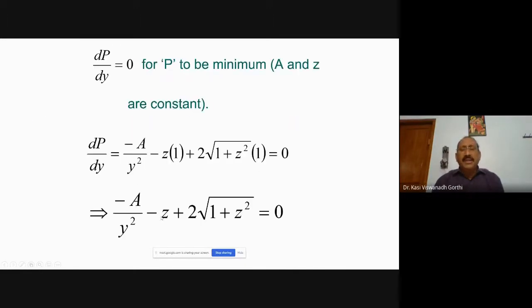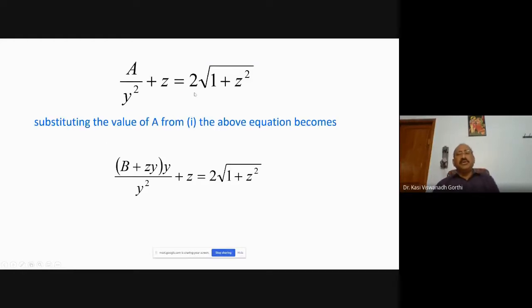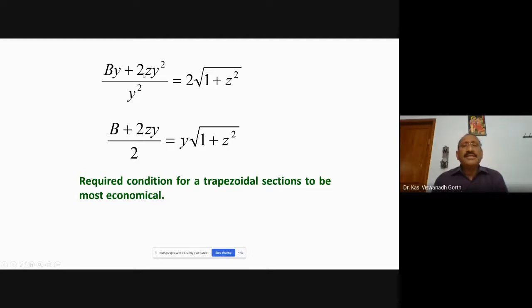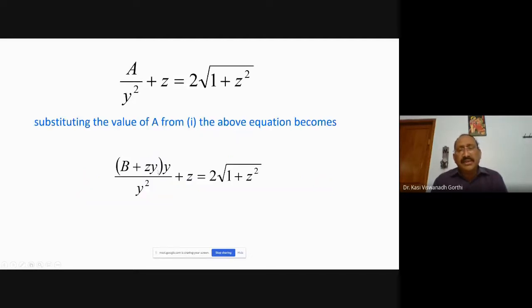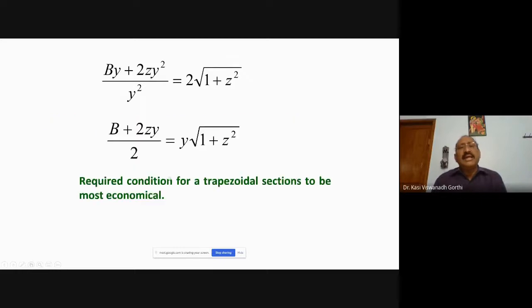Or A by Y square plus Z is equal to this part. Take this to the other side. A by Y square plus Z is equal to 2 root 1 plus Z square. Substituting the value of A, what is A? B plus ZY into Y for the trapezoidal channel section. So B plus ZY into Y divided by Y square plus Z is equal to 2 root 1 plus Z square. If you cancel some of the terms, you would be getting B by Y plus 2ZY square divided by Y square is equal to 2 root 1 plus Z square.